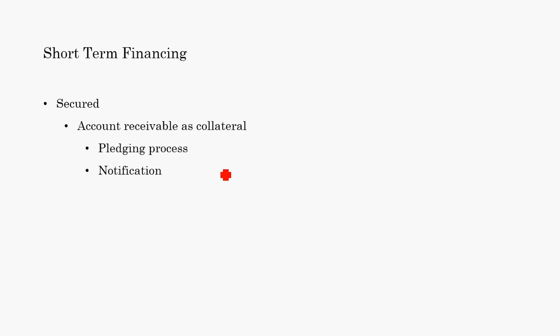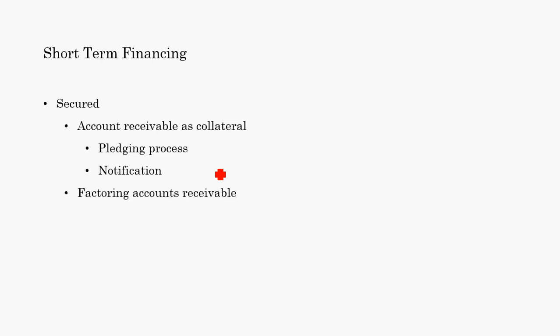Notification is when the lender notifies the customer that his account receivable has been considered as collateral. If that is the case, then the customer might directly pay the lender instead of paying the company. Okay, if it is a non-notification basis, then the lender will not notify the customer, who will be paying the company, and the company will in turn pay back the lender who has lent money using accounts receivable as collateral. Okay, so that is one form of secured financing.